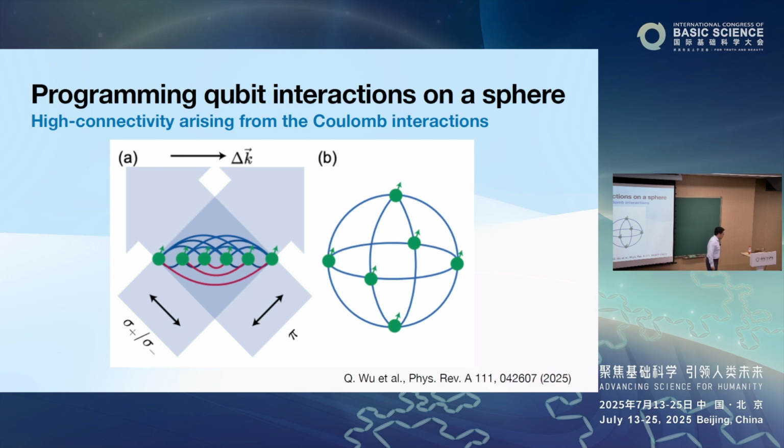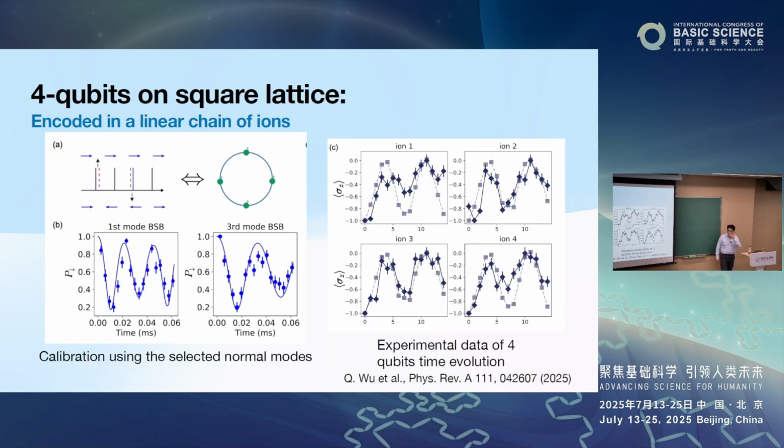So we can in fact realize that by coupling to certain normal modes of motion. This is the simplest example with 4 qubits, and we can arrange the center mass mode and the third mode, which has equal amplitudes and opposite signs, so that some of the interactions cancel each other. So when we remove these 2 lines, this will be 4 qubits on a square lattice, on the smallest plaquette of a square lattice.